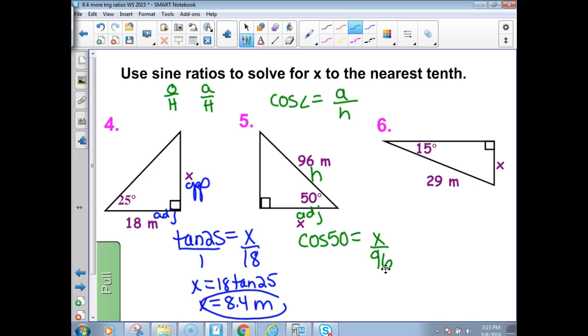Okay, so now you're going to calculate 96 times the cosine of 50. Okay, that sounds reasonable because it should be smaller than the hypotenuse. 6. Oh, let's see what we can get. Priscilla.